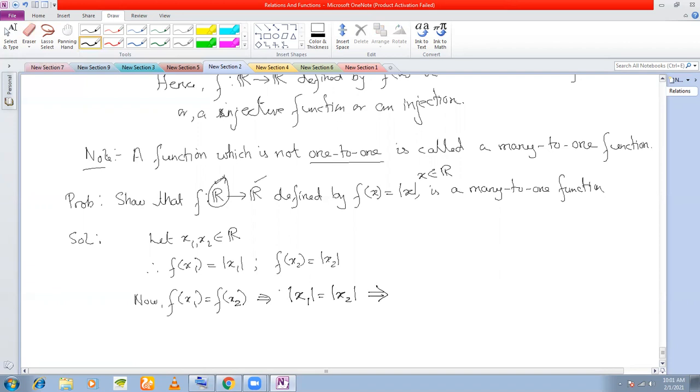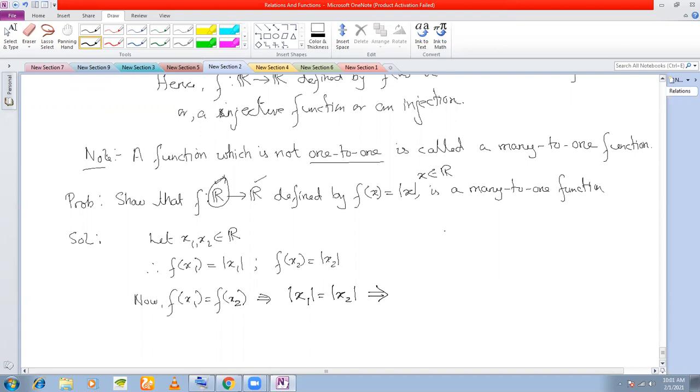Can you tell me, Devanjan? Do you know mod function? Any idea about mod function? What are you saying, sir? Have you done mod function earlier? Yes, sir. So if mod x1 is equal to mod x2, then can I say x1 is equal to x2? Mm, yes, sir.